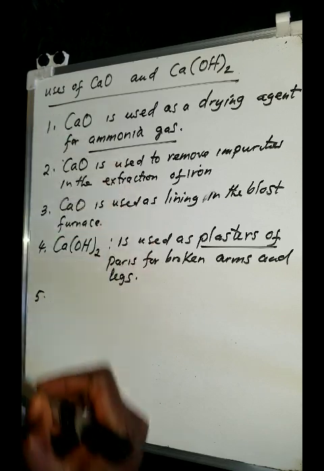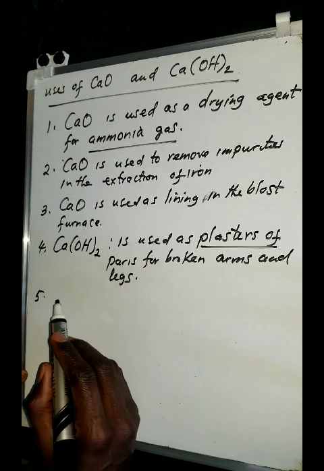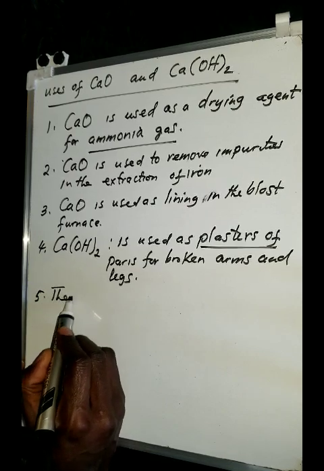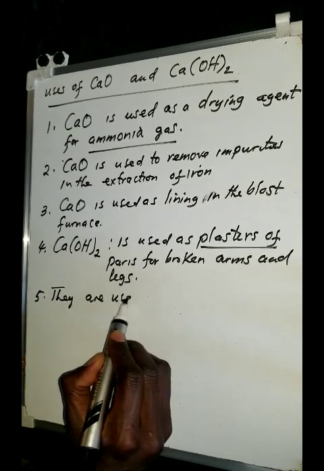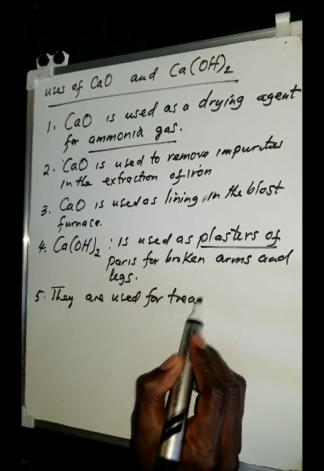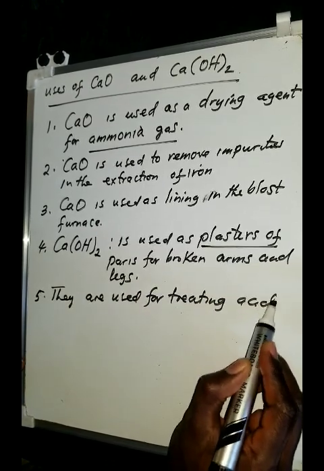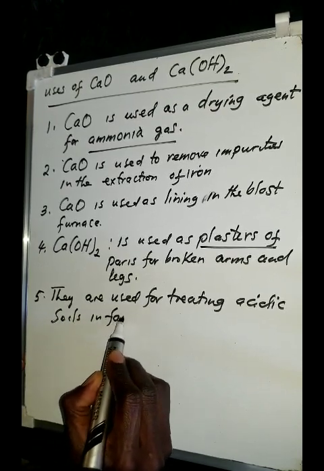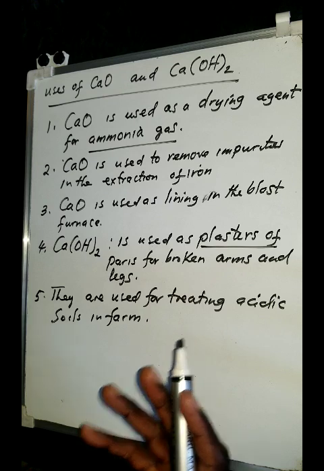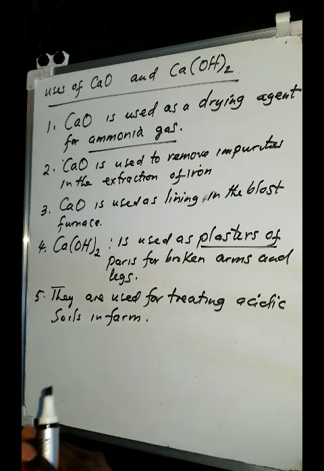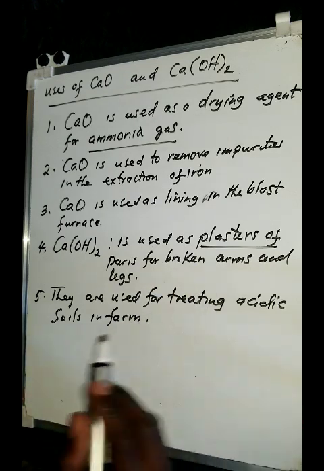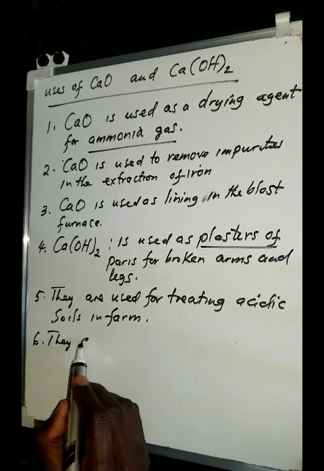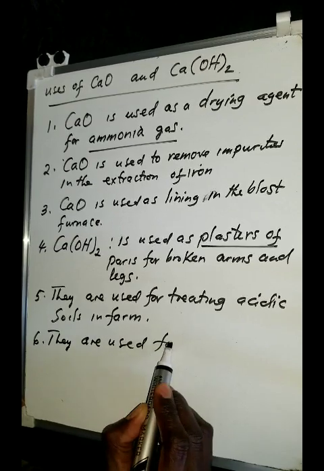Apart from that, you should remember that calcium oxide and calcium hydroxide are also used for treating acidic soils in farms. So that is what they are going to do. When the soil becomes too acidic, they'll apply lime, and that is going to help to raise the pH, thereby neutralizing the pH.